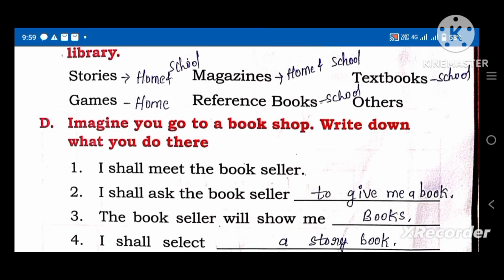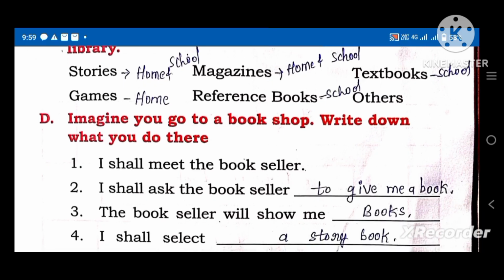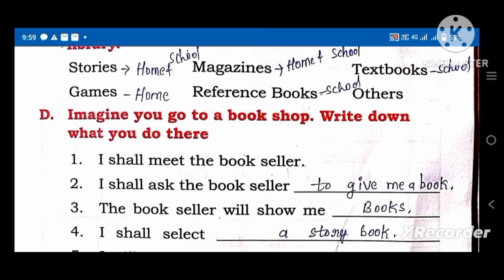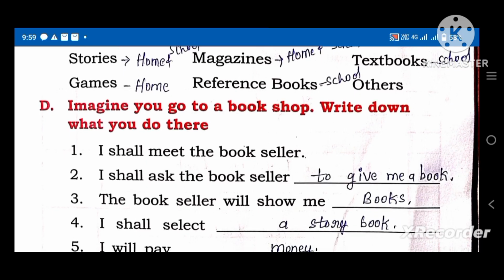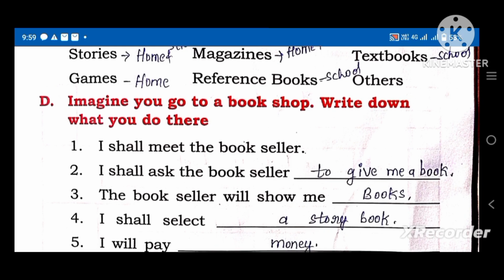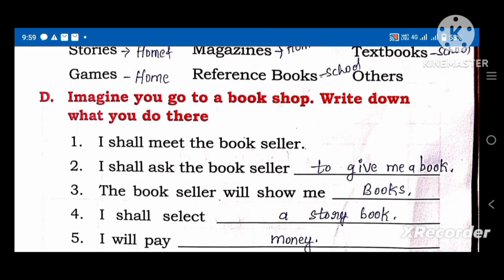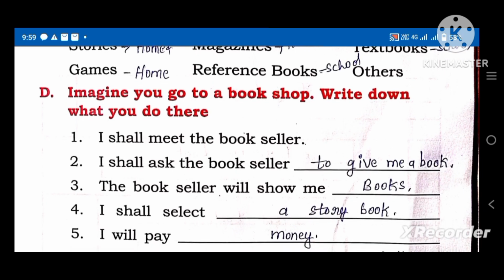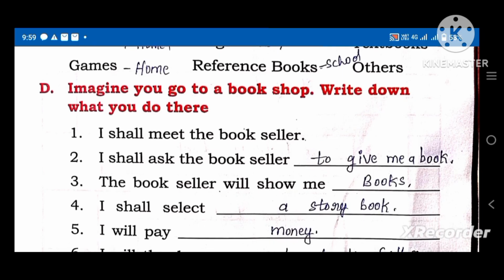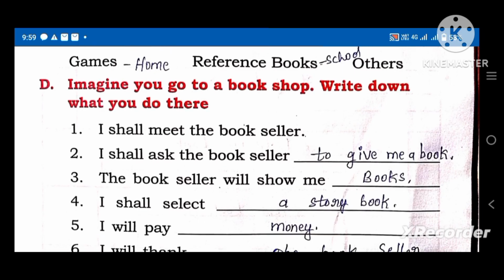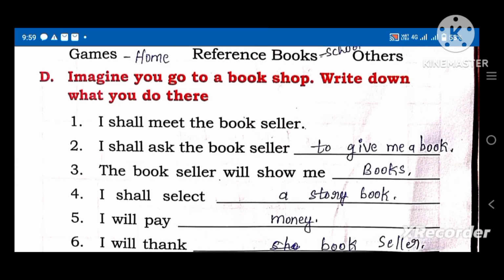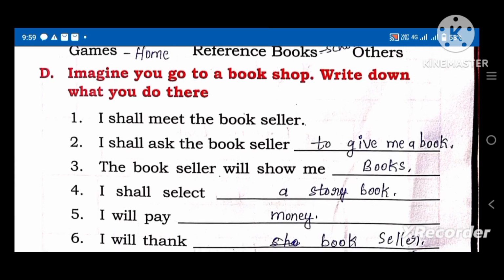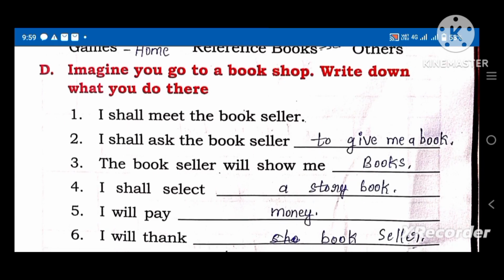Question D. Imagine you go to a bookshop. Write down what you do there. First one, I shall meet the bookseller. Second one, I shall ask the bookseller to give me a book. Third one, the bookseller will show me books. Fourth one, I shall select a storybook. Fifth one, I will pay money. Sixth one, I will thank the bookseller.